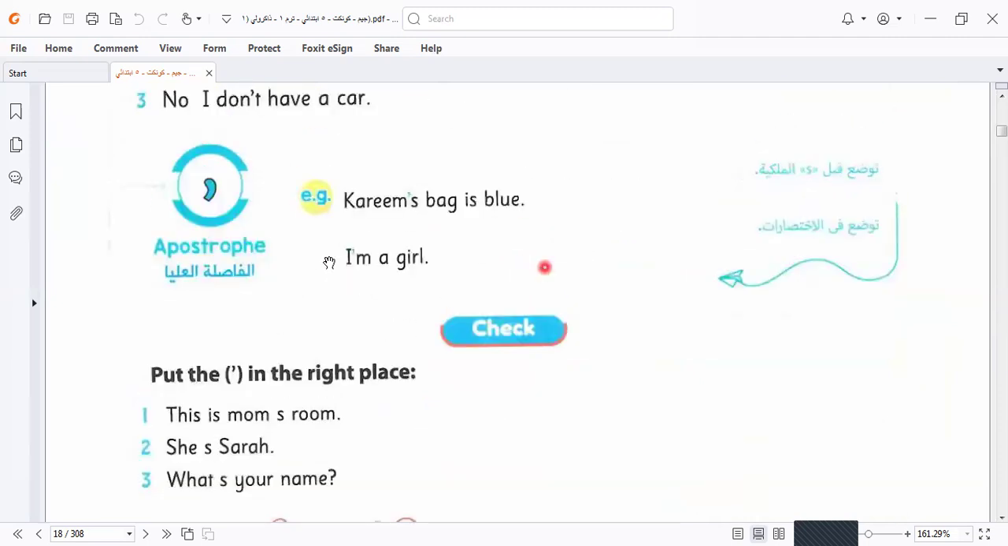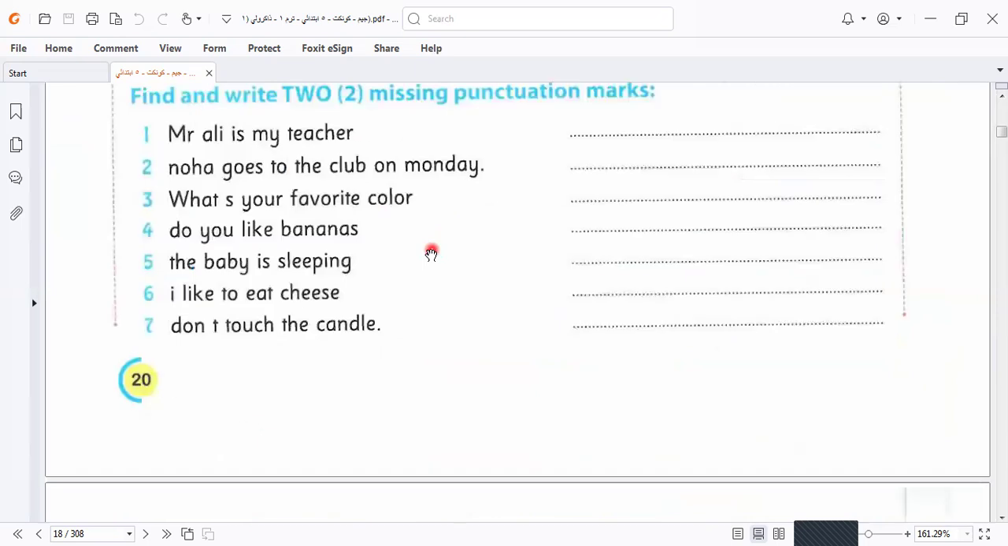When you use an apostrophe, it shows something that belongs to someone, or a position, like we say Karim's bag or Ahmed's book. So here we have the comma, okay? Let's go to another one.